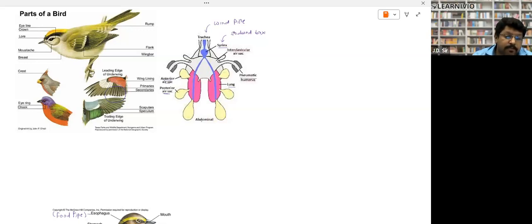Any idea what is the pneumatic bone? Sorry, yes, Siddhika. What is pneumatic bone? No, sir, I don't know. Hollow bone. Yes, hollow bone, Martin. Yes, very good. They have the hollow bone, right? Pneumatic bones means hollow bone. We have the bone marrow, but their bones are hollow.